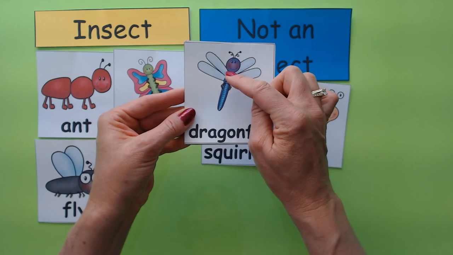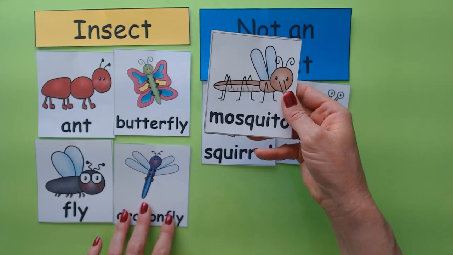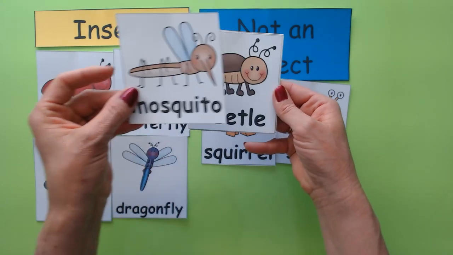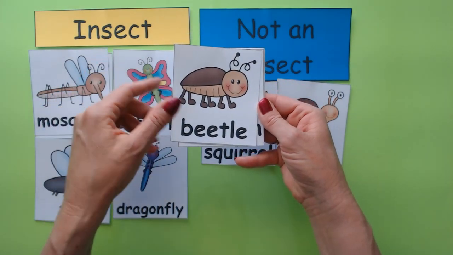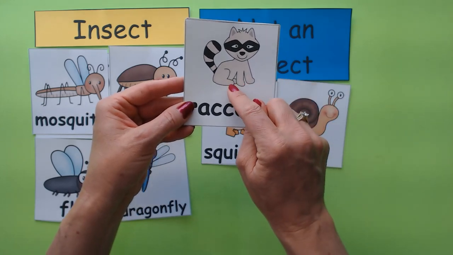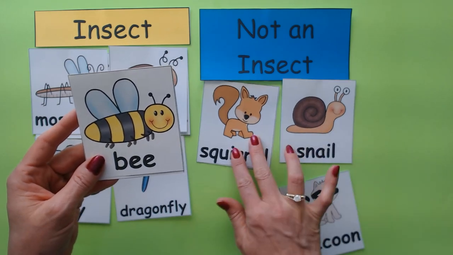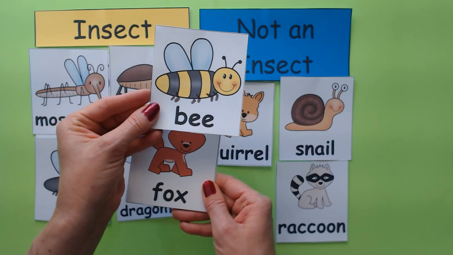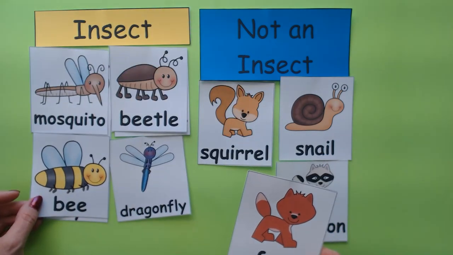Dragonfly. One, two, three, four, five, six. Yes. So it's like insects are bugs with six legs. A mosquito. I see six legs. Beetle. A beetle's an insect. It has six legs. Raccoon. One, two, three, four. A raccoon has four legs. It's not an insect. I knew that because it wasn't a bug. Okay, how about this bee? Is a bee an insect? Yes, it is. We'll put him down here.